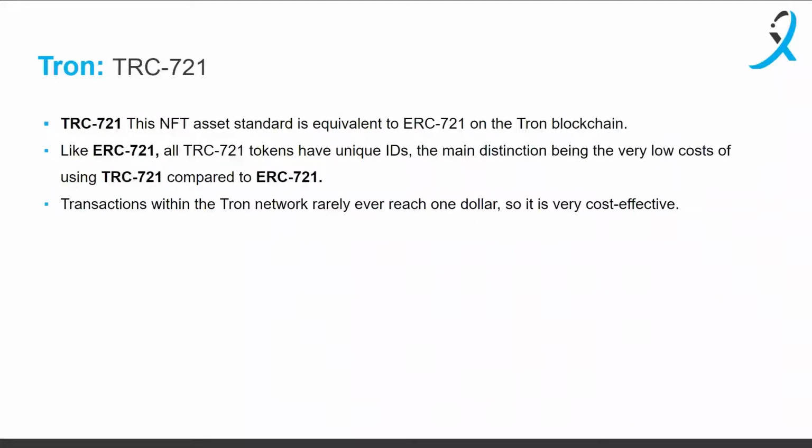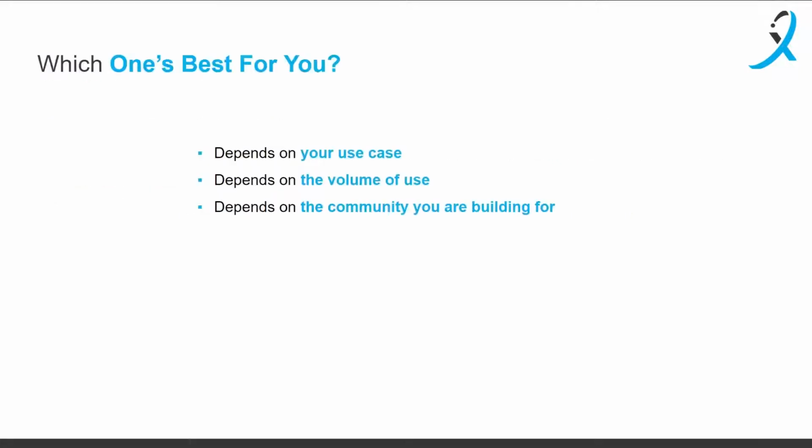And then we come to Tron, again, TRC 721. So that's the equivalent of ERC 721, but TRC is the Tron network. Each TRC 721 has unique IDs. The main distinction is the low cost compared to Ethereum, and faster transaction times. And again, a lot of these blockchains have faster transaction times and lower costs, but they're not as distributed and they're not as widely used as Ethereum. So pros and cons for both.